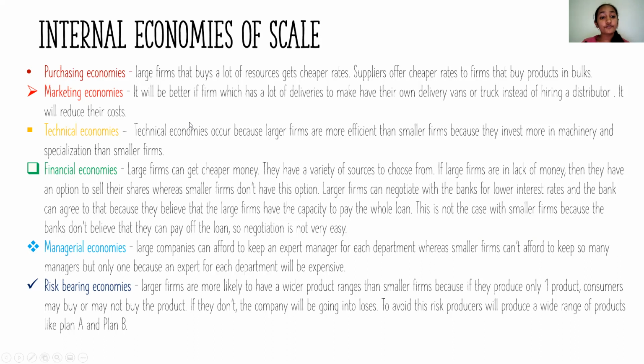Next, marketing economies. It will be better if a firm which has a lot of deliveries to make has its own delivery vans or trucks instead of hiring a distributor. It will reduce their costs. As we talked about earlier in my hands and chocolates example, it is the same way. It is better if I use my own hands because I don't need to pay myself anything for carrying and distributing the chocolates. It is very cost effective. But if I have to use my friend's help, then I would have to pay them money because they are helping me. That is what marketing economies is talking about.